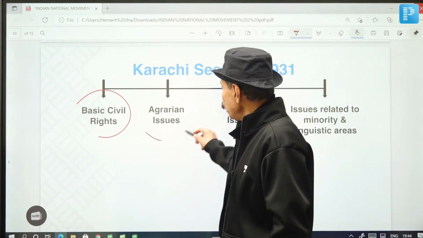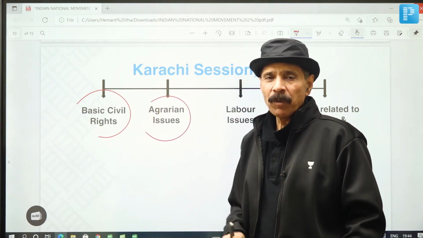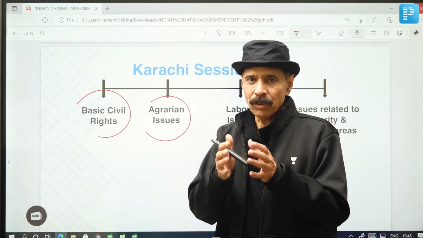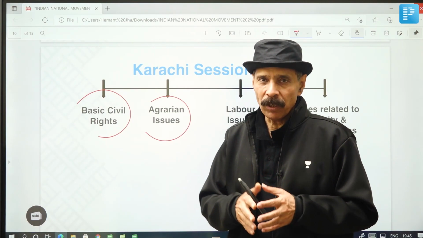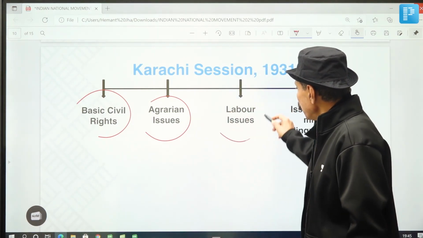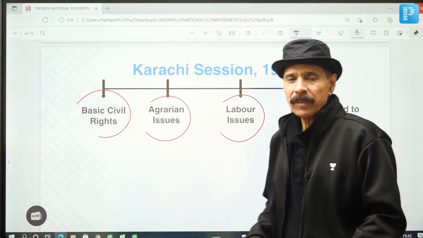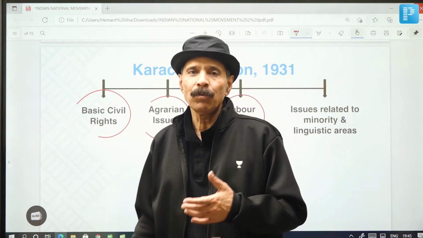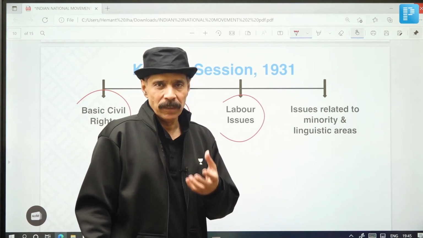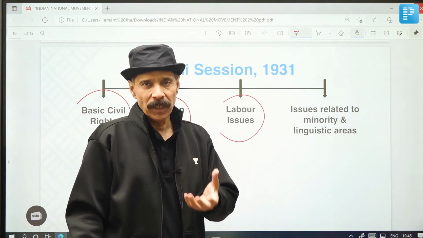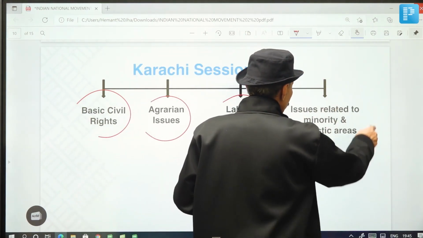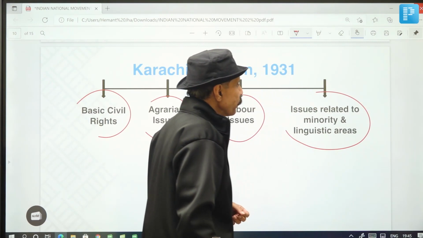Second, agrarian issues. It presented several issues related to peasants, like reduction of land revenue, end of their exploitation by zamindars. Third, it presented labor issues, certain specific issues related to labor, like reasonable condition of work, reasonable wages, right to form trade union, etc. And last, issues related to minority and linguistic areas.